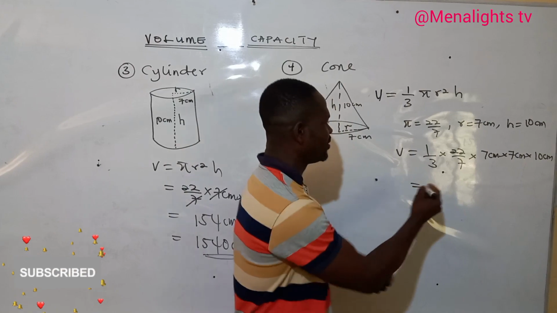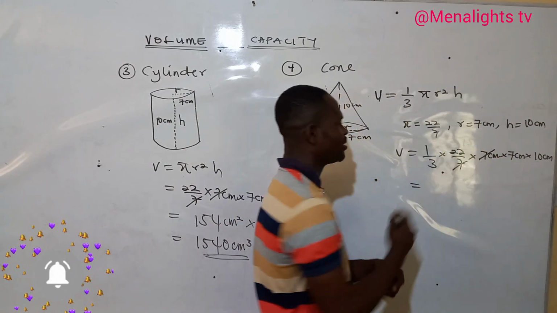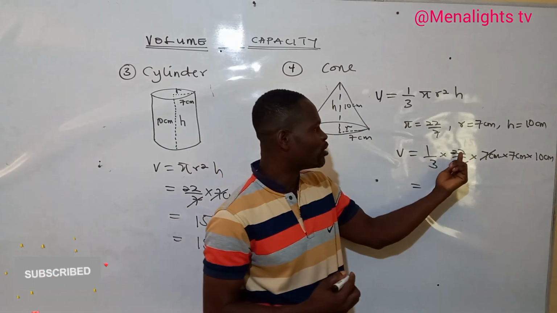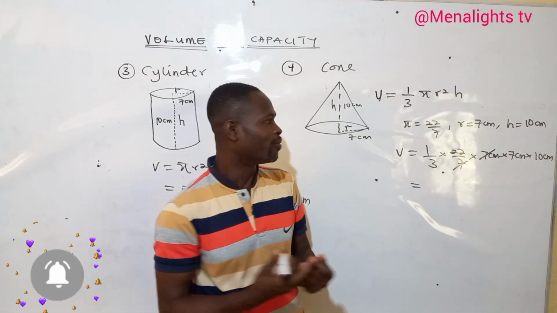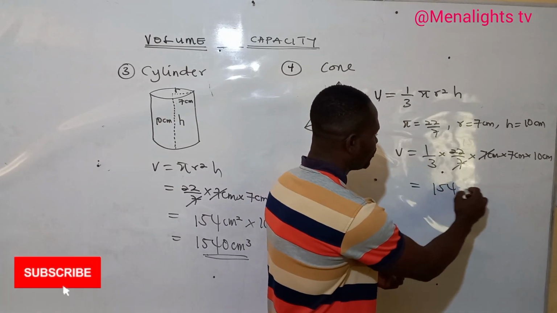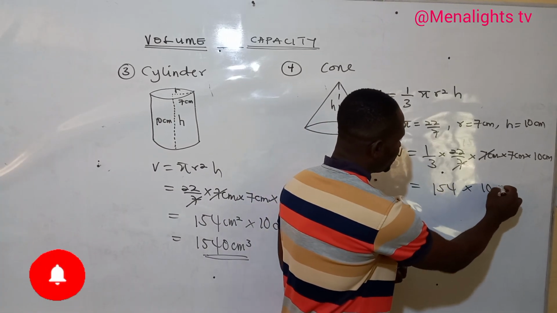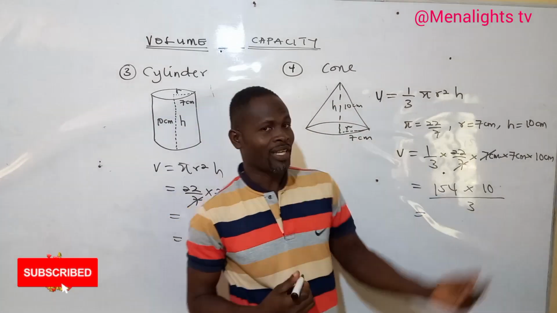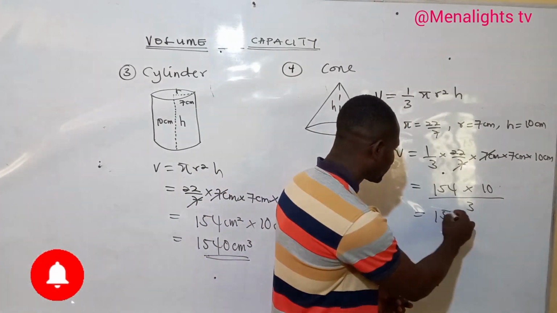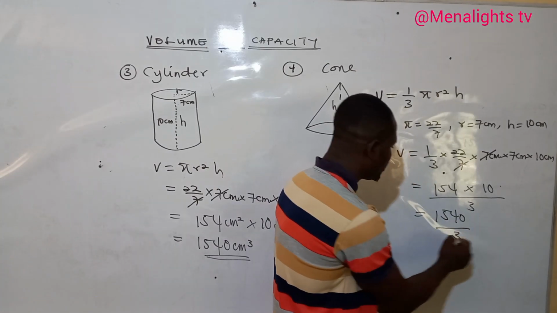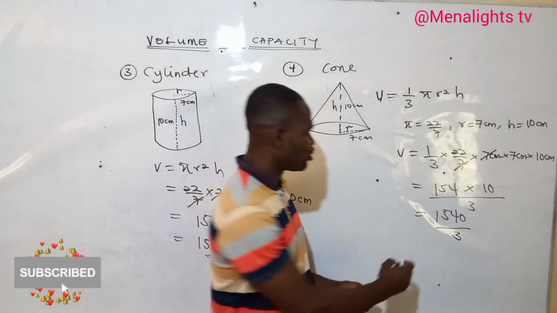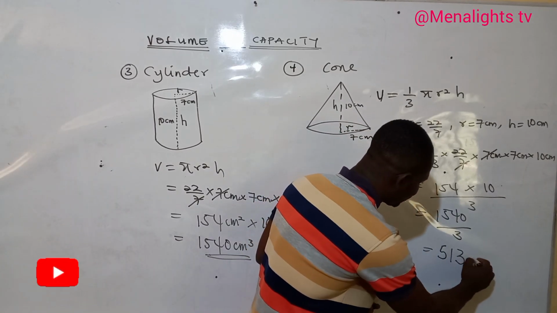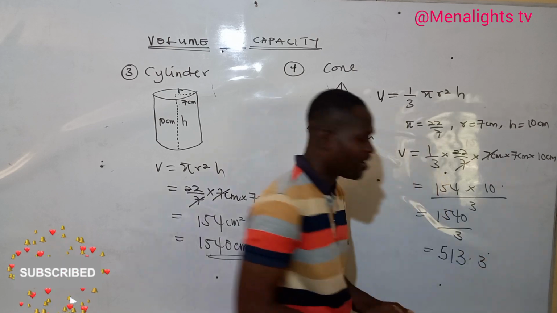Here we can have this 7 cancel that 7 that we have there. So we have 7 times 22 giving us 154. So 154 times 10 divided by 3. 154 times 10 will give us 1,540 divided by 3. So when you divide it well, you get 513.3, and this 3 is recurring.